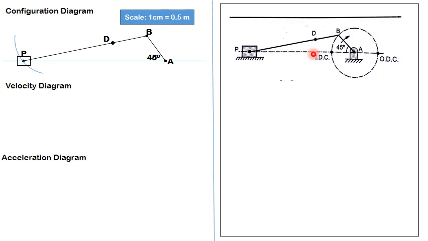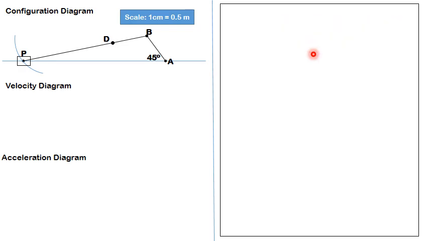Next we need to go to the velocity diagram. Before drawing the velocity diagram, let us look into the data which has been given. In the problem statement, it has been mentioned that crank AB is rotating with a speed of 600 rpm in clockwise direction. So first I will calculate the angular speed of link AB. Angular velocity is given as 2 pi N upon 60, and the angular speed comes as 62.831 rad/s for this case, and the direction is clockwise.